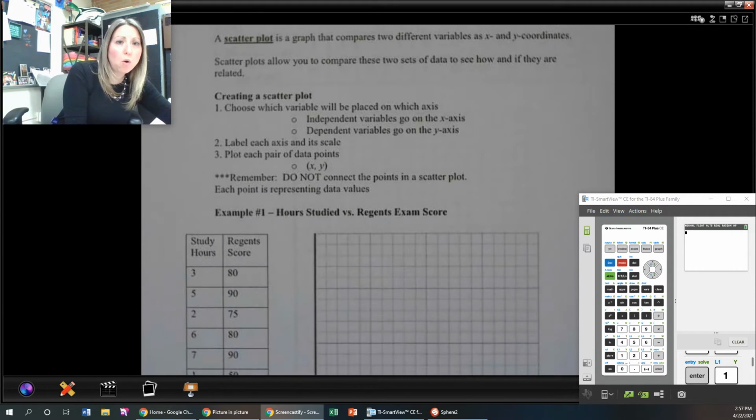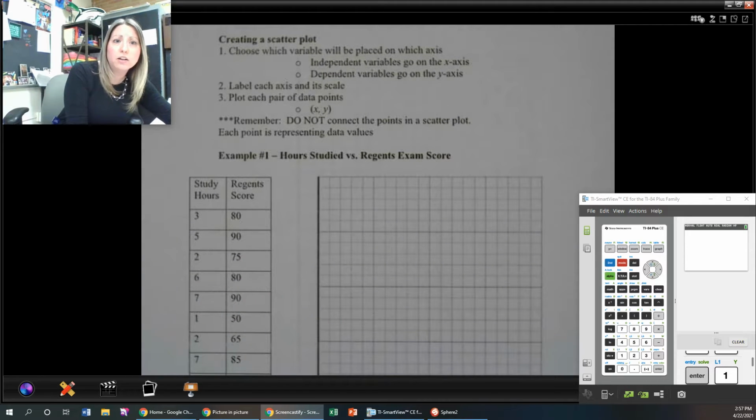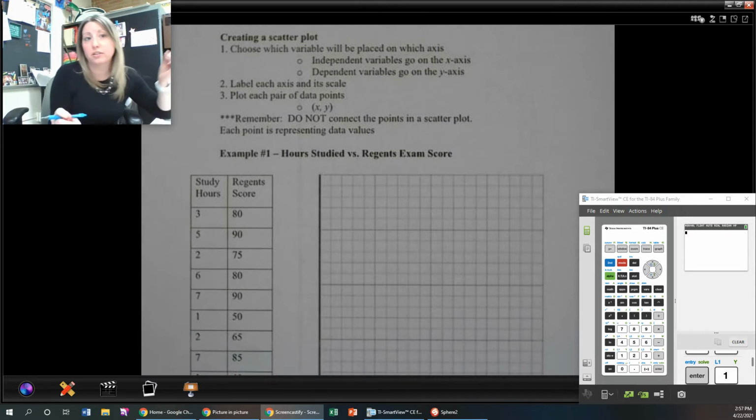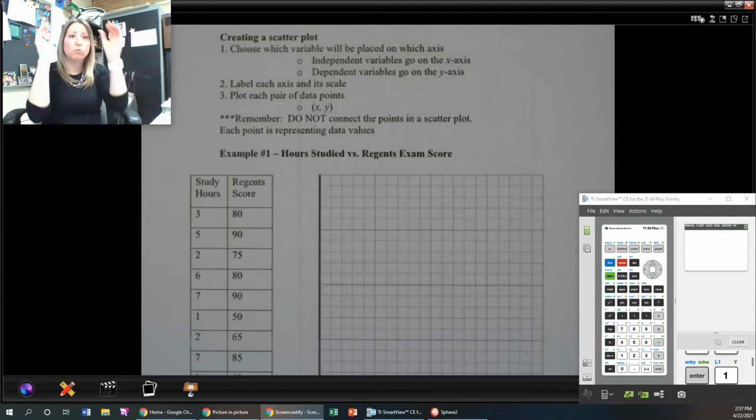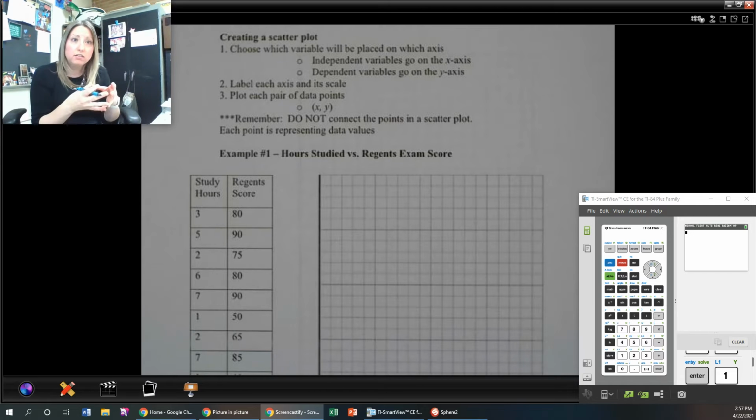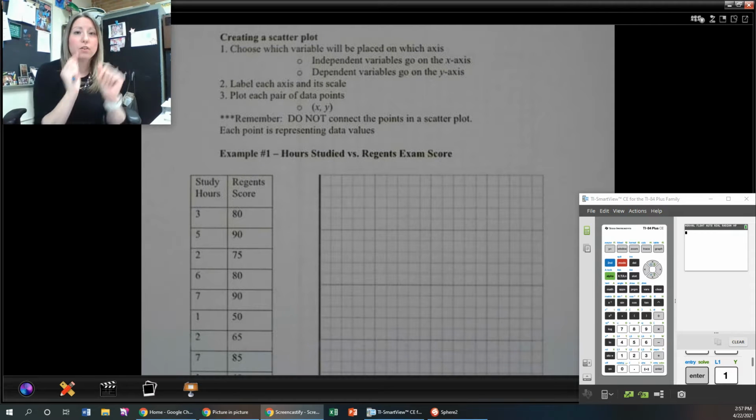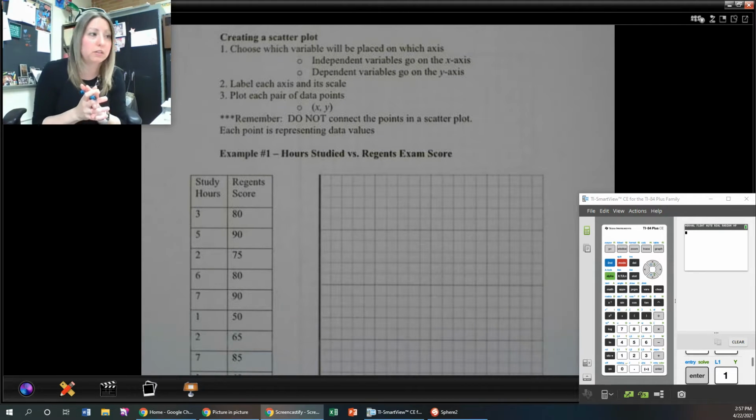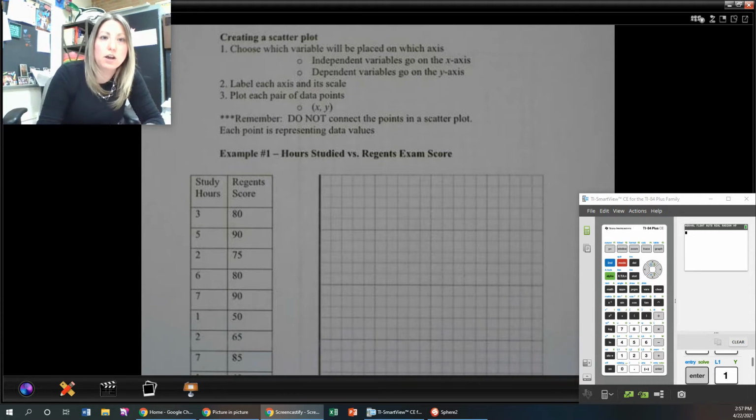What we're going to do is label and scale our axes and then plot each data point as an XY coordinate. It's kind of neat. We look at all of these data values as XY coordinates. We do not connect these points. Each is an individual point representing the two separate data values together. So don't go connecting all those points. This is not like one of those dot-to-dot pictures. Scatter plots are separate from that.